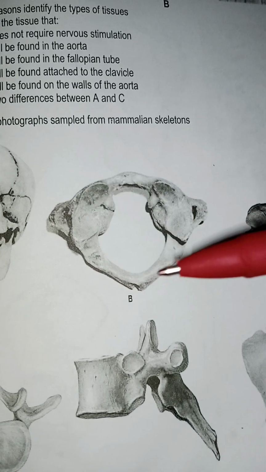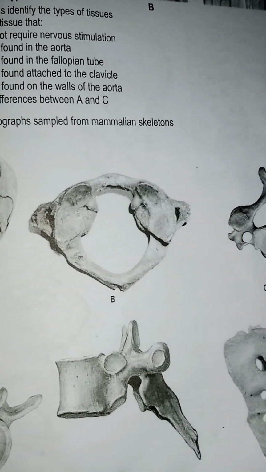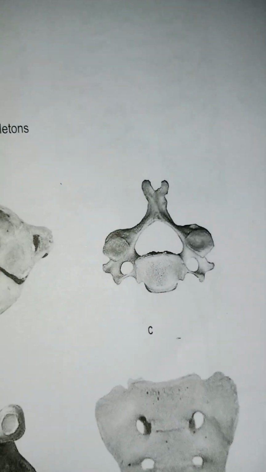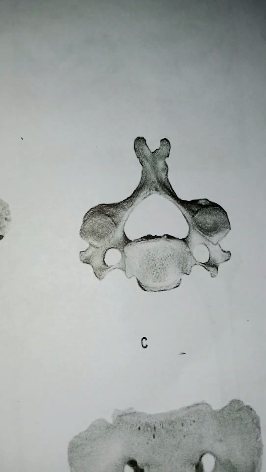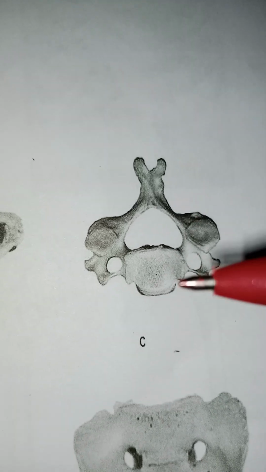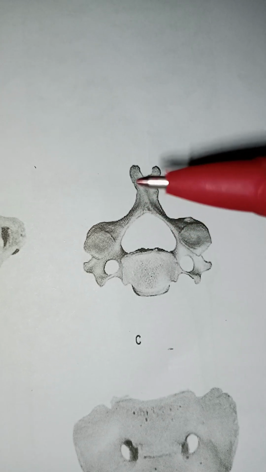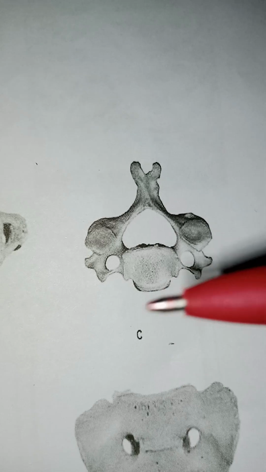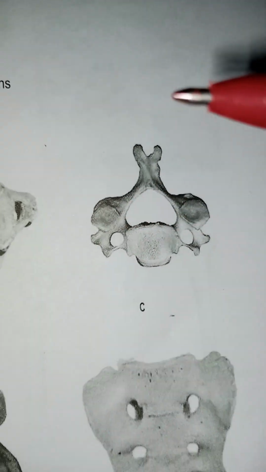Then we move on to look at this other feature. Of course, it has wing-like transverse process for muscle attachment. Then let us move to photograph C. Photograph C, this is a typical cervical vertebrae. Remember that a typical cervical vertebrae has branched transverse processes. You can see them clearly here from the photograph. Then it has a branched neural spine. This is a typical cervical vertebrae found within the cervical region or the neck region.